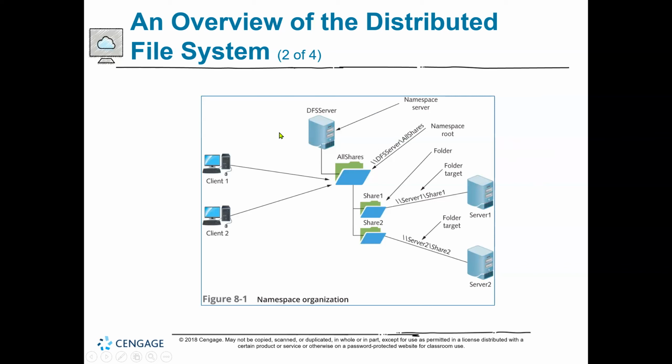So here's your example. You have your client 1, client 2, DFS server, namespace server. There are your little shares, and then it shows your namespace root. And then you have your example of what your shared folder paths are, target folders, servers. And this just gives you a rundown of what all those are in relation to what was there.